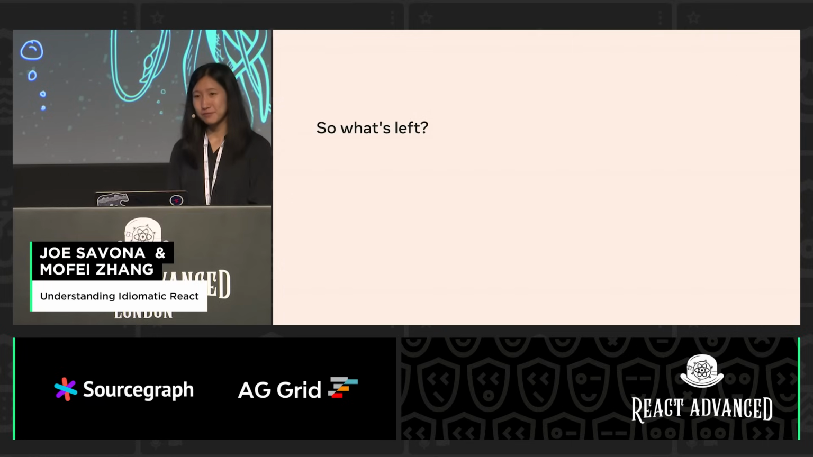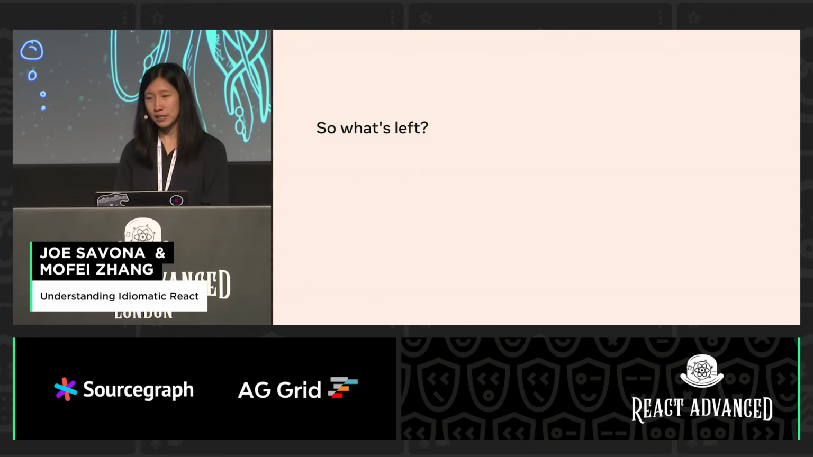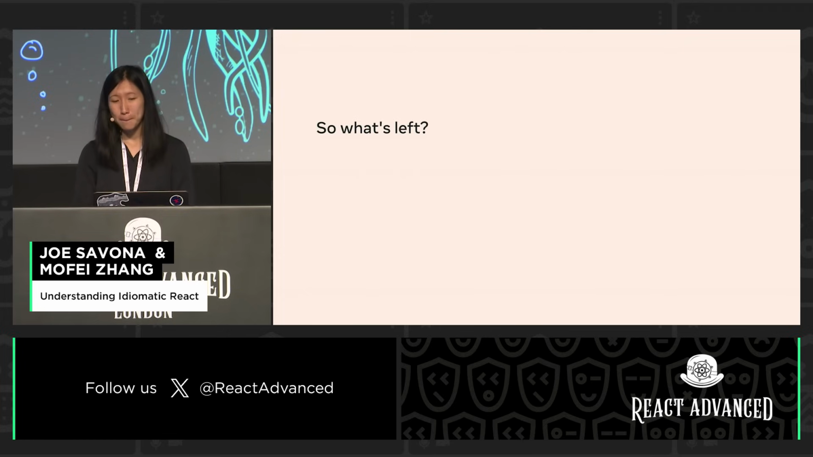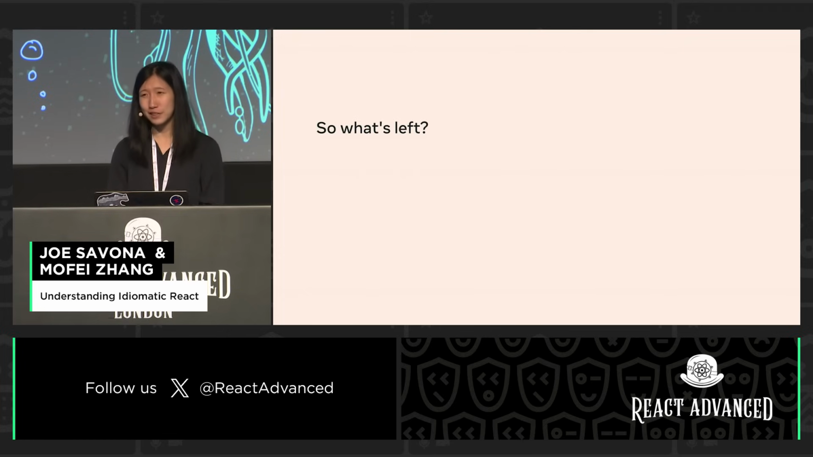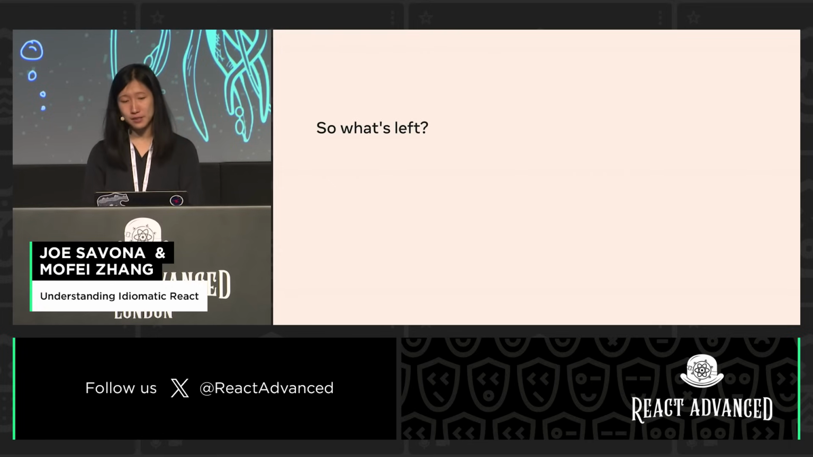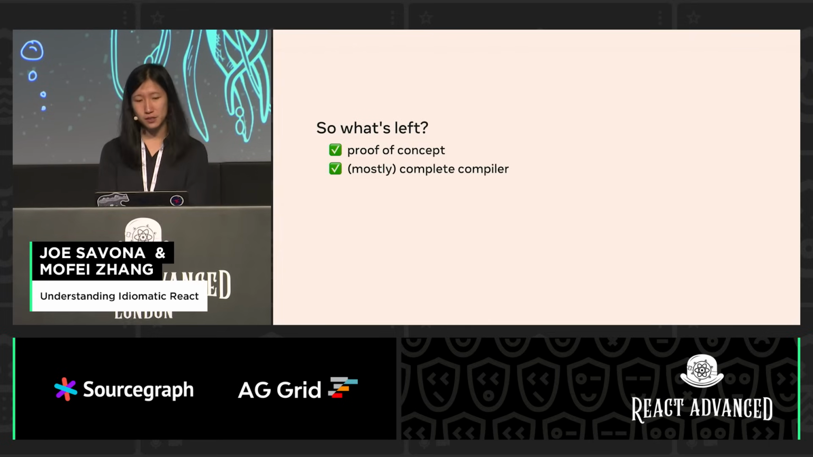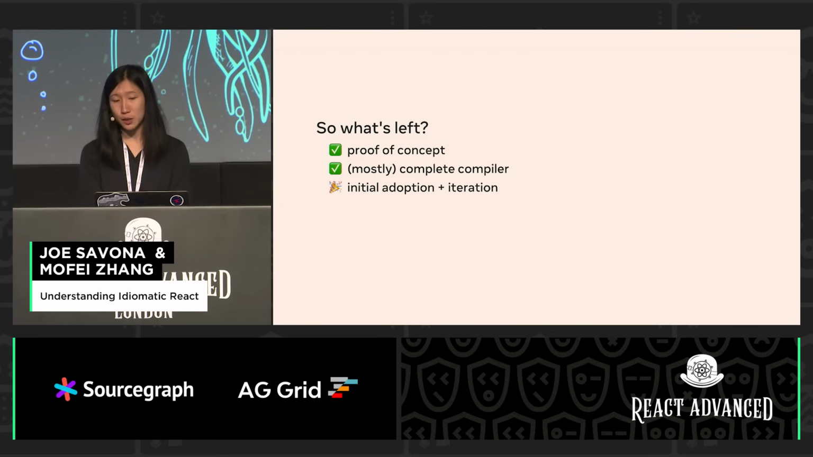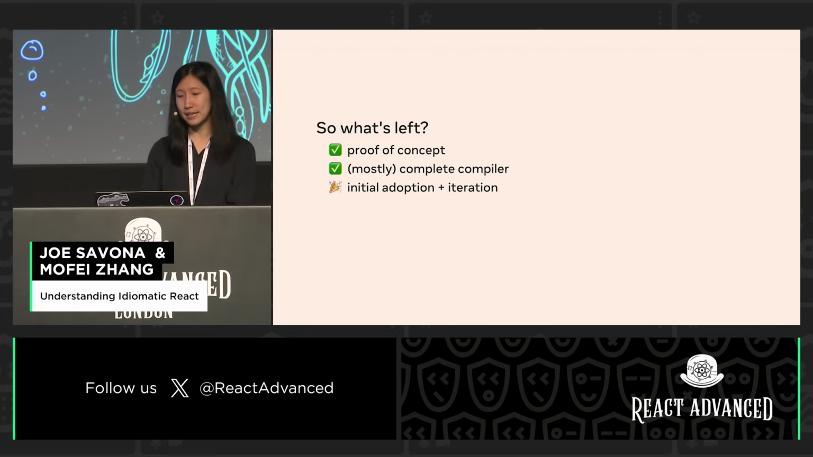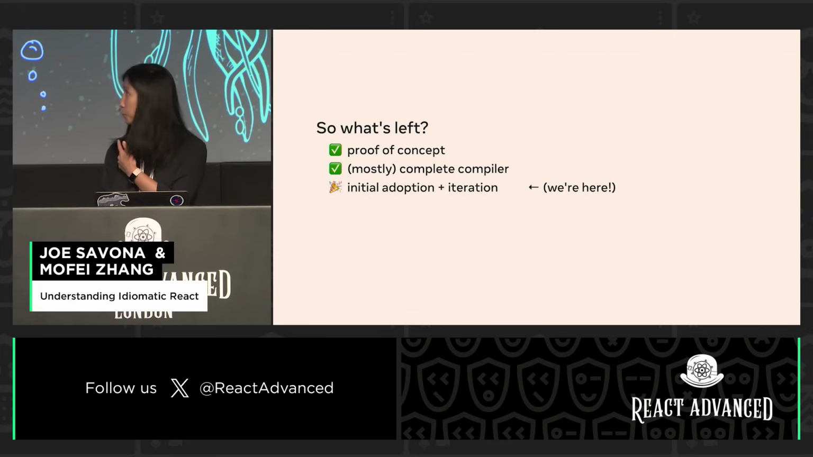So what's left? The performance wins we have seen from Forget have exceeded our initial expectations. However, on the React team, we have a really high bar for releasing products. Forget is not an exception here. Our milestones are to first build a minimal proof of concept, then a version that has almost all the necessary features, then carefully roll out to a small number of products, getting feedback and iterating on our design. We're at this stage now, by the way.